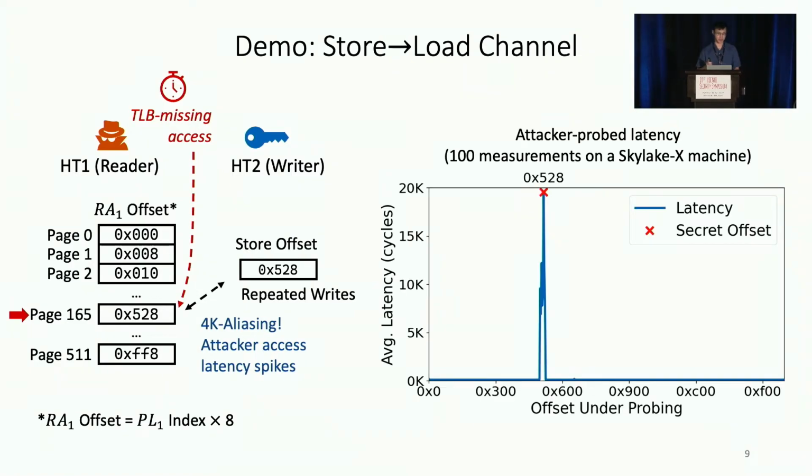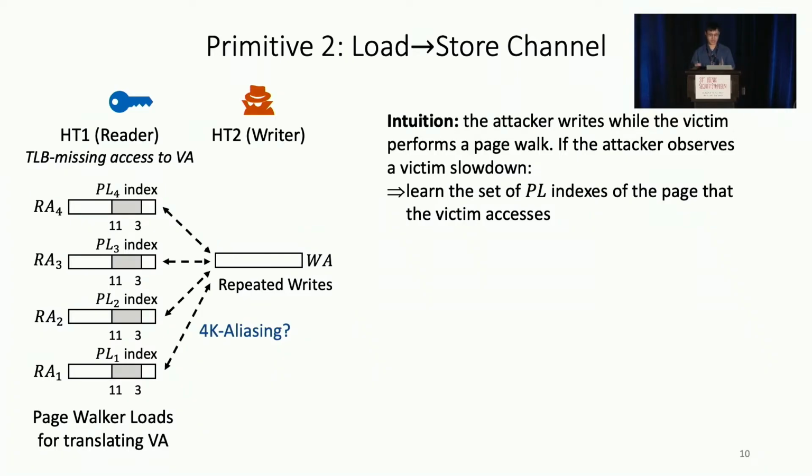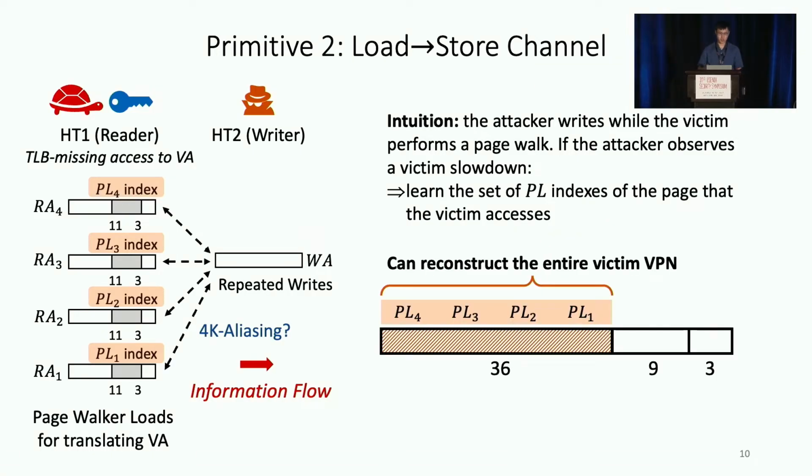Here's the attacker measured latency, and we can clearly see that there's a huge spike at the secret offset. The second primitive is called the load-to-store channel, which switches the role of the writer and the reader. In this case, the attacker writes while the victim performs a page walk. And if the write is 4K aliasing with any of the page walker loads, then the attacker can observe a victim slowdown, therefore learn the set of PT indexes of the page that the victim accesses. With some more information, we can even reconstruct the entire victim virtual page number. More details and demos can be found in our paper.